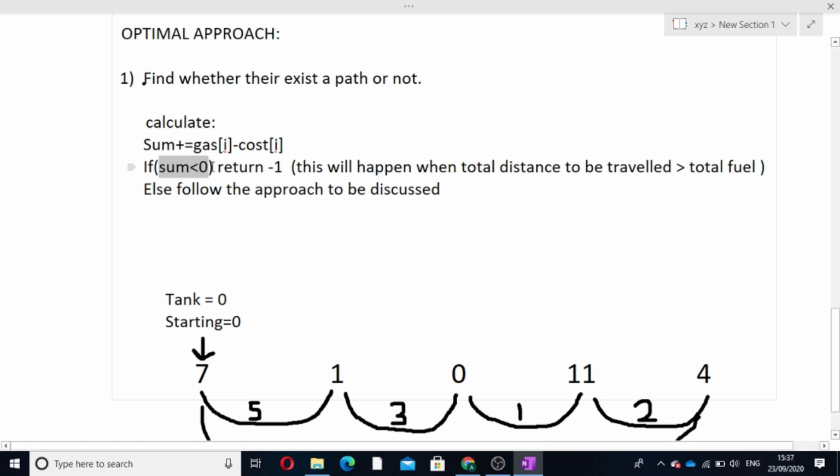Now why will the sum be less than 0 and why will the path not exist? This will happen when the total distance to be travelled is greater than the total fuel. It means that when we sum the cost array and subtract it from the gas array, it will come out negative. This means the total distance to be travelled is greater than the maximum amount of fuel which we can pick up. So in this case there won't be any path possible, therefore we will return -1 straight away from this one condition only.